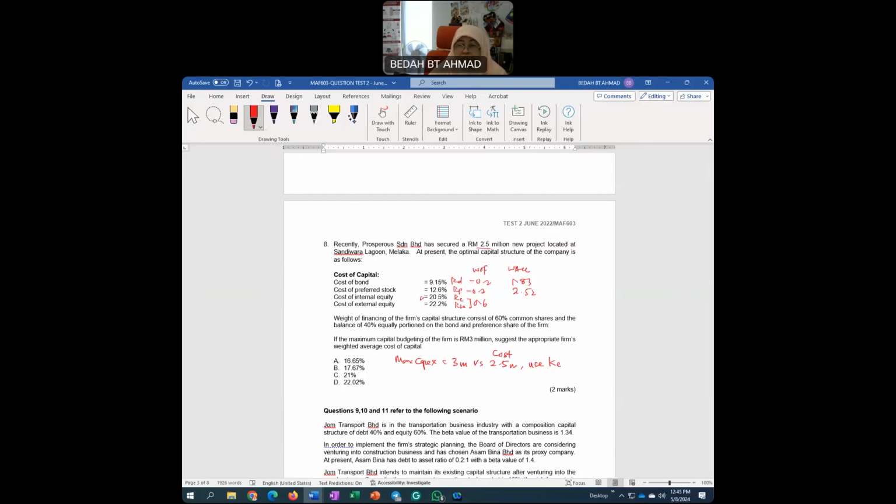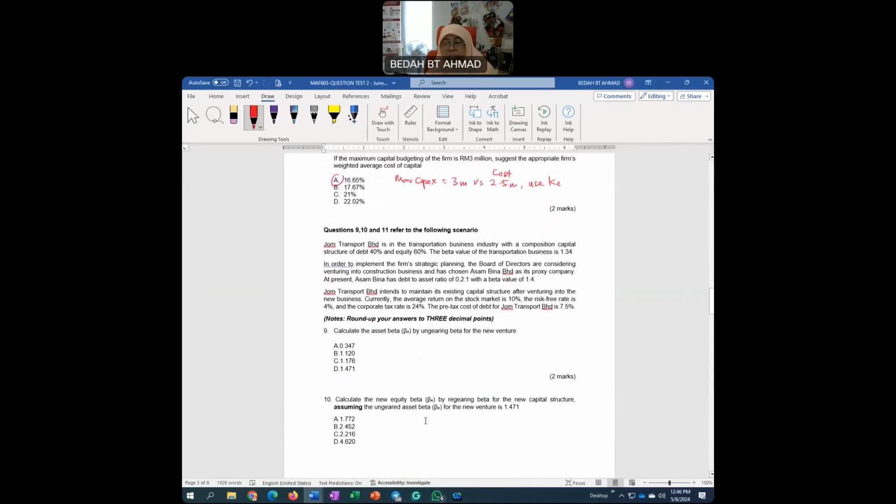So we'll take this 20.5% multiplied by 0.6. So that is 12.3. So you add them up to get the WACC, which is 16.65%. So the answer is A.